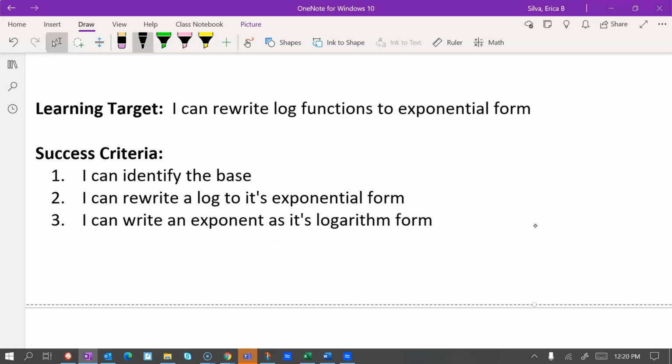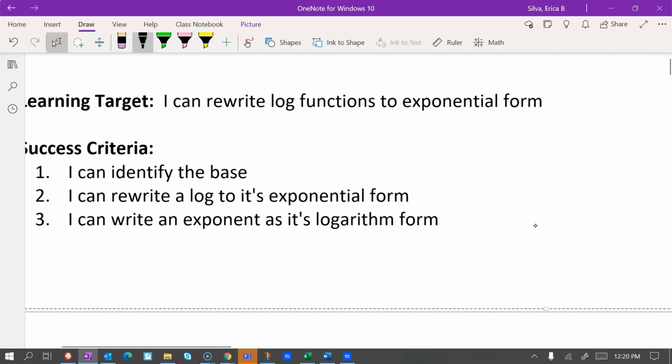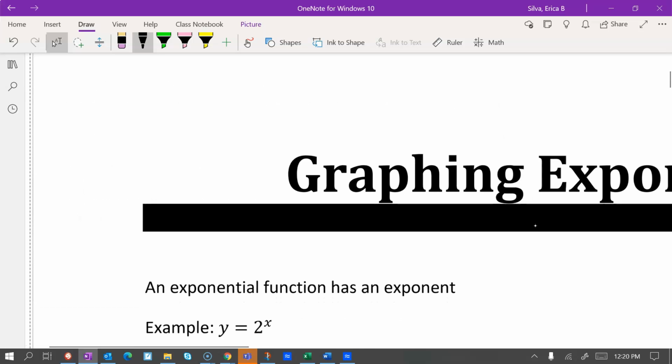For this lesson, we're going to be rewriting log functions into their exponential form. To be successful, we need to be able to identify the bases, rewrite a log to its exponential form, and vice versa, write the exponent in its log form.